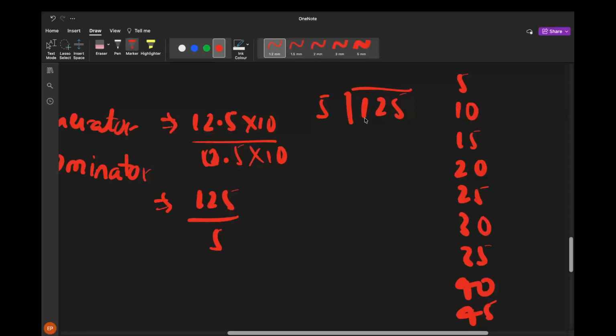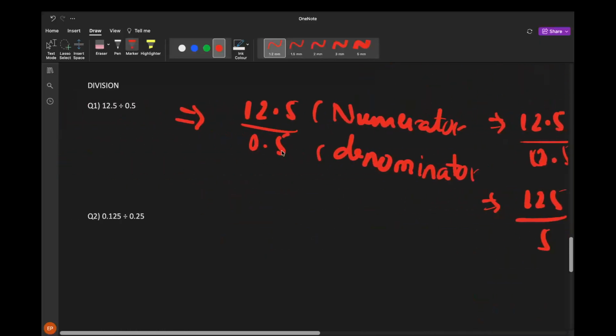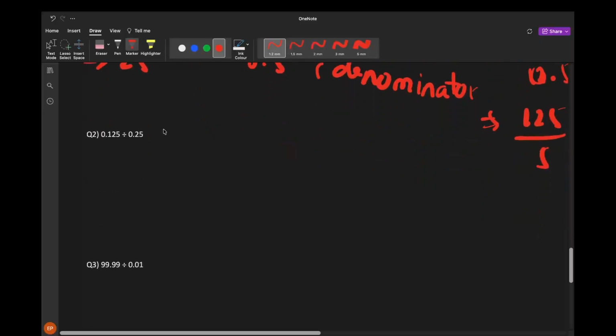Okay, can I divide 1? No, it is smaller than 5. Can I take 12? Yes, because 5 2s are 10. We can't take 15 because it is greater. 5 2s are 10. 2 minus 0, 2. 1 minus 1, 0. We can take only one digit at each step. So it becomes 25. 5 5s are 25. So the answer will be 25. Great.